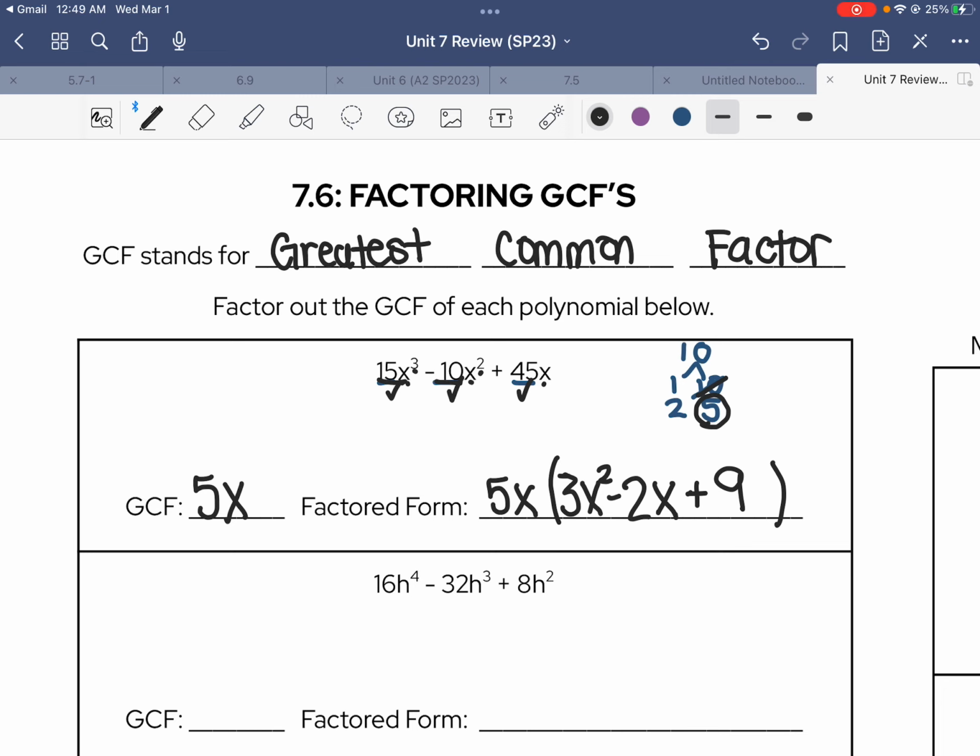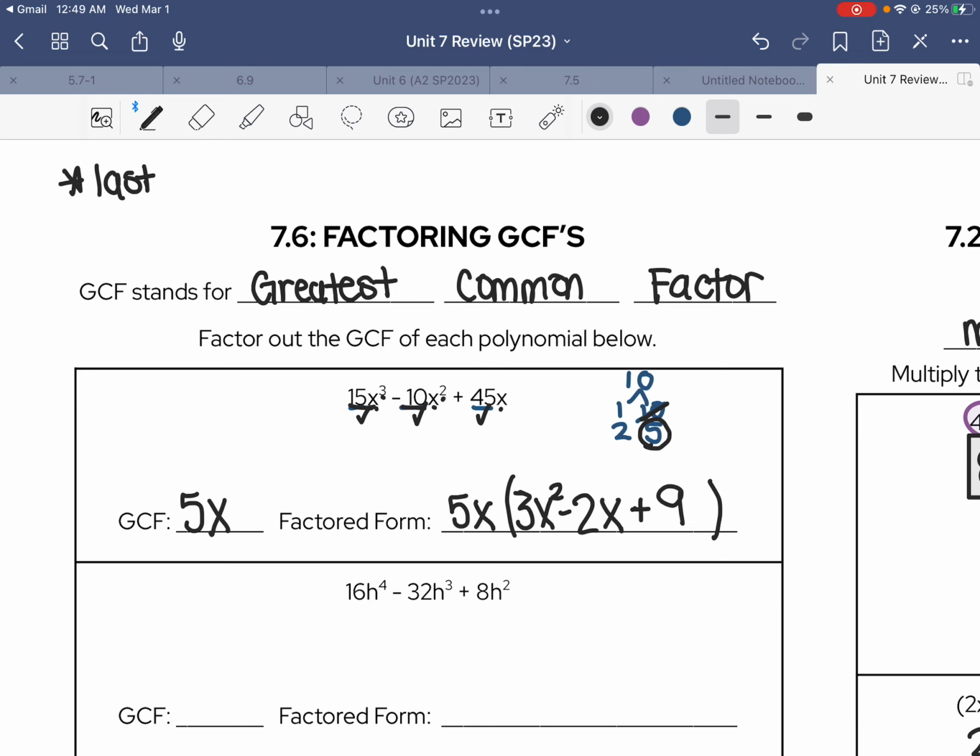Okay? One note I want you to go ahead and add at the top of this page is that the last number in the parentheses doesn't have an x. Okay, see how I ended with 9 and there wasn't an x with it? That happens on all problems if you've done them correctly.